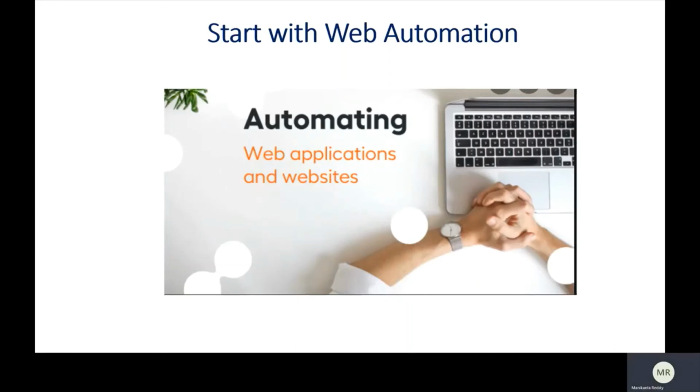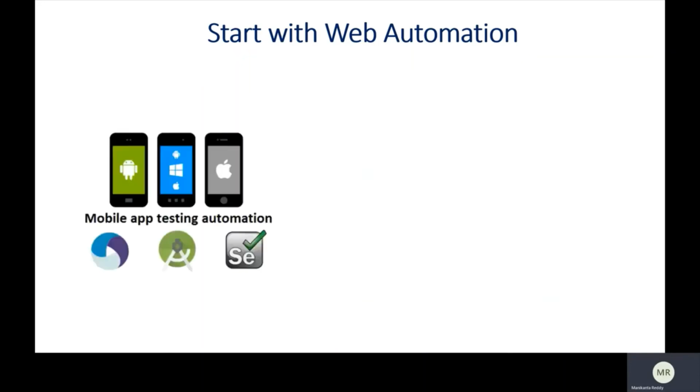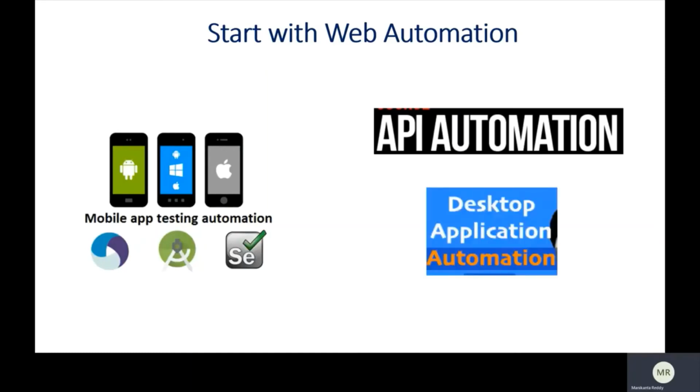And next one, start with web automation first. Doing web automation is simple when compared with other automations like mobile automation or API automation. So start with web application automation, and then you can slowly learn mobile application automation or API automation or desktop application automation.